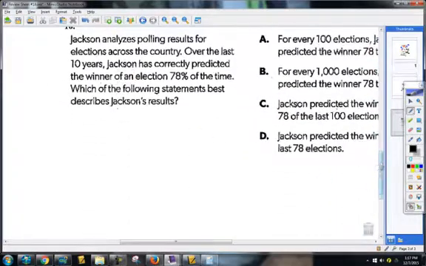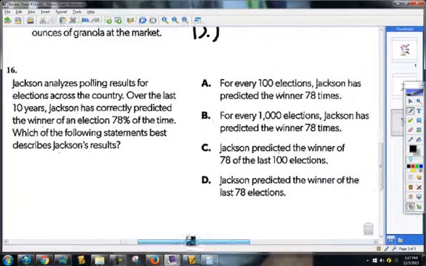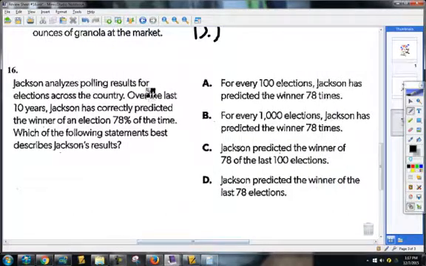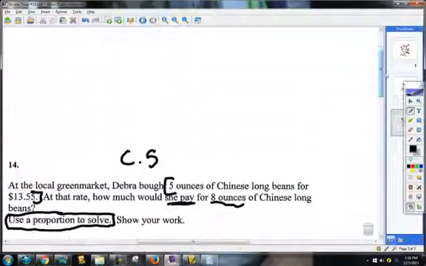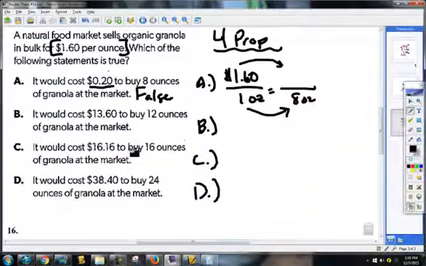And then this one here. It's really just kind of a reading question. Jackson analyzes polling results for elections across the country over the last 10 years. Jackson has correctly predicted the winner of an election 78% of the time. You need to pick the one you feel is the most accurate description of what that means. 78% of the time. Just keep in mind that all percents are out of 100, obviously. That's the whole. So keep that in mind when you're doing it. But other than that, I think that's a pretty easy question there too. Okay? And that's it. See you guys.